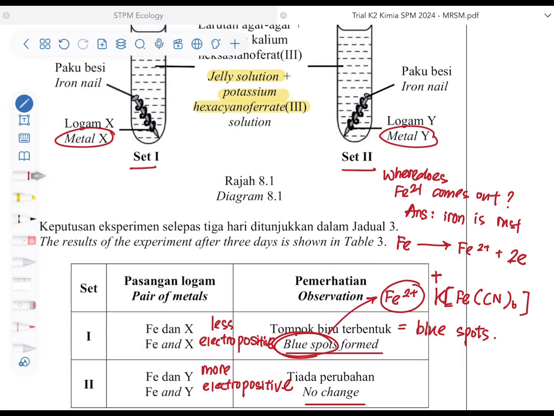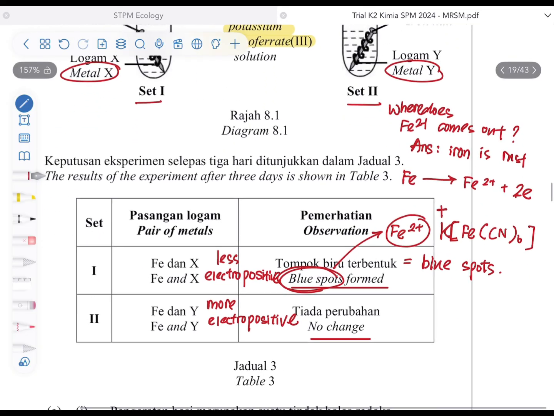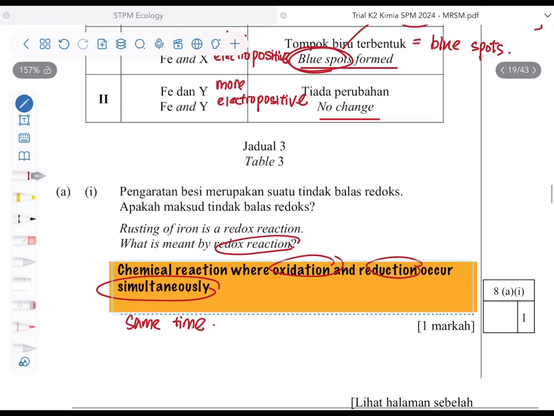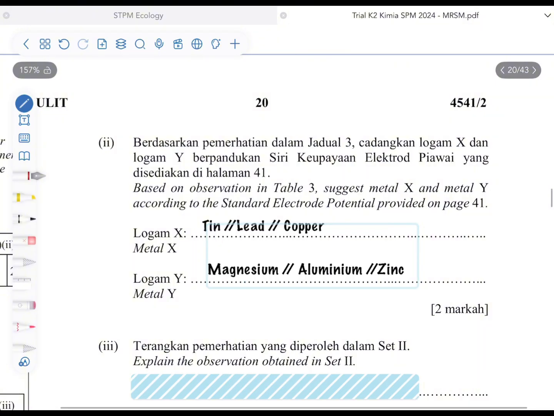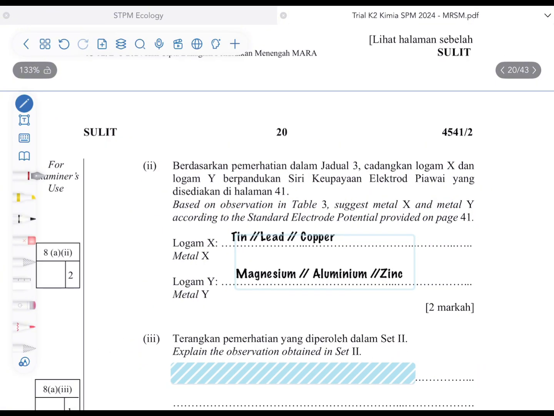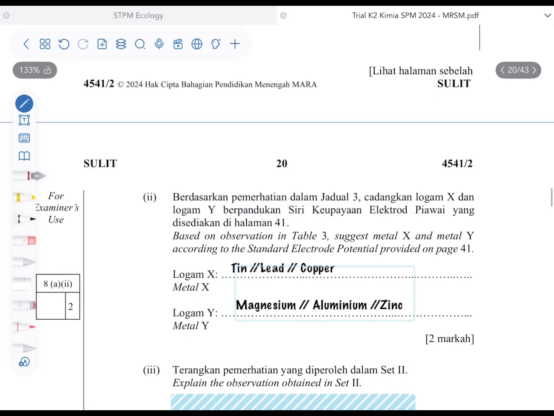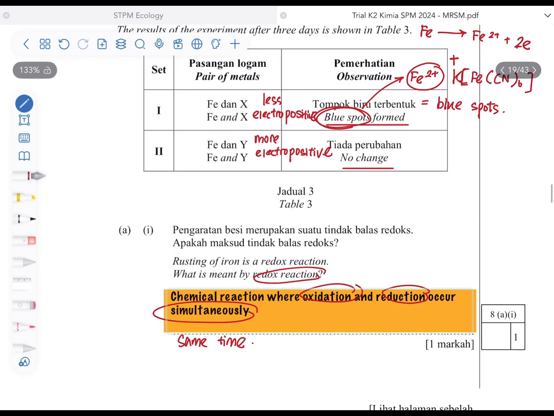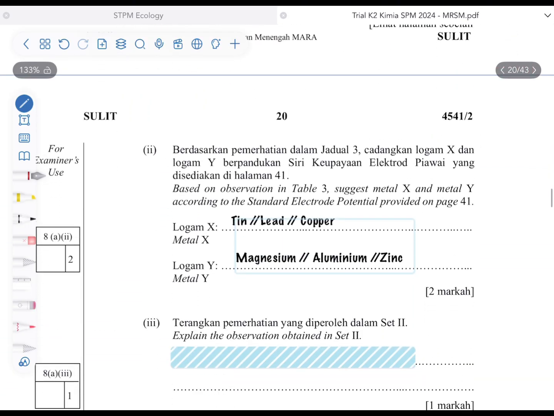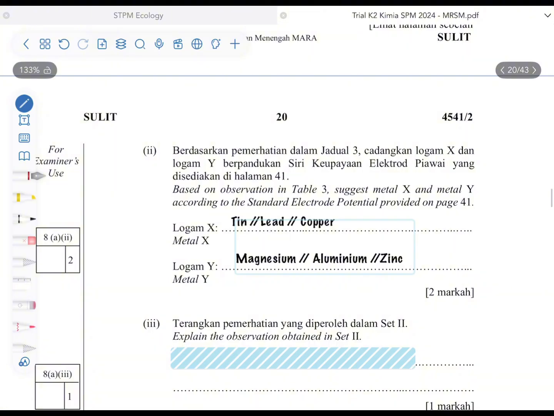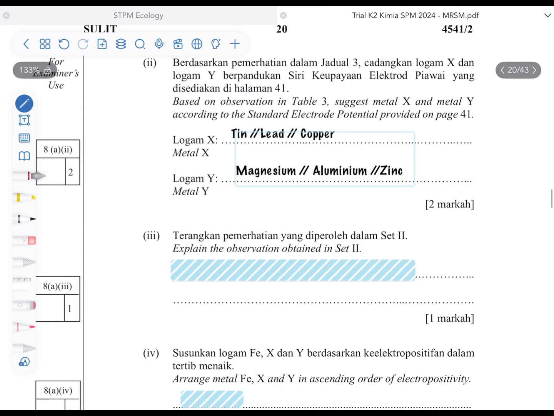While if the metals are located at a position lower than the iron ion, the iron will rust. So the answer would be metal X will be tin, lead, and copper, and metal Y will be magnesium, aluminum, and zinc.